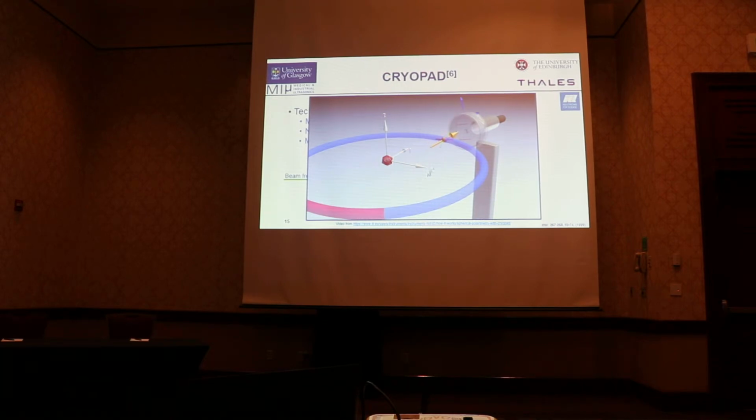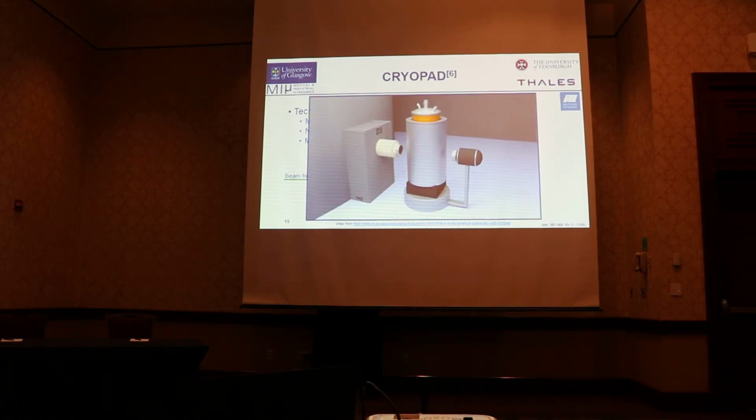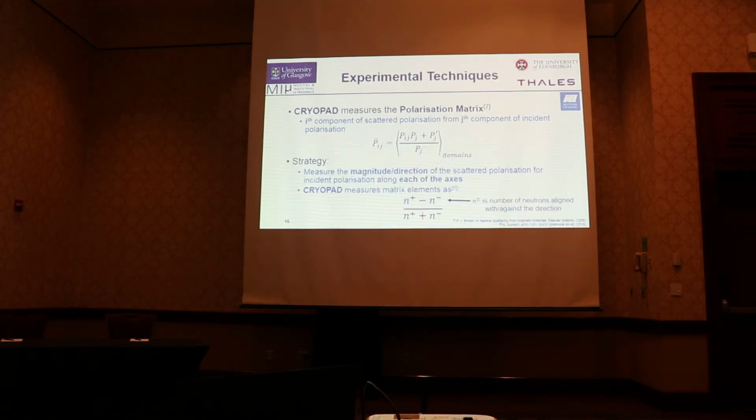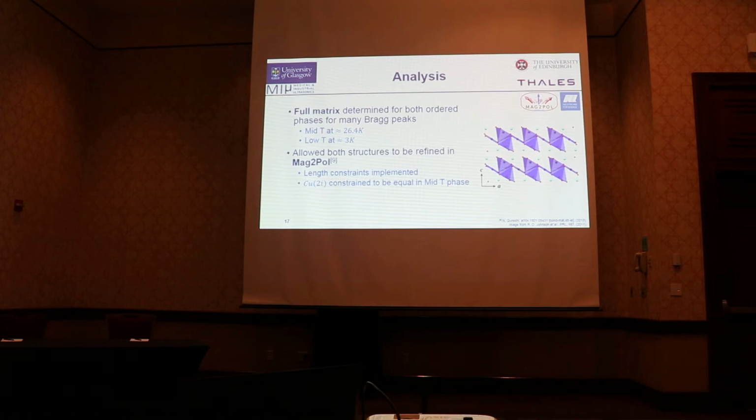So we set up the outgoing fields so that we can identify this y component, this green component, and it goes into the detector, and we measure it. So that's kind of how that all comes together. And so CryoPad measures things like this, sort of ratios of spin up minus spin down, and then we can link this back to the polarization matrix, and from this we can refine magnetic structures, which is what we did, and which is what I will now talk about.